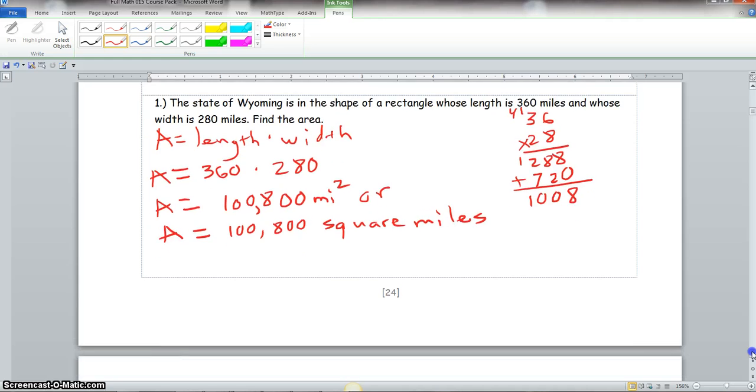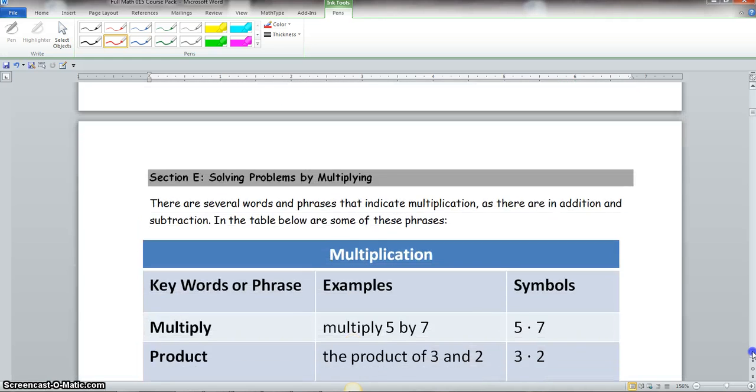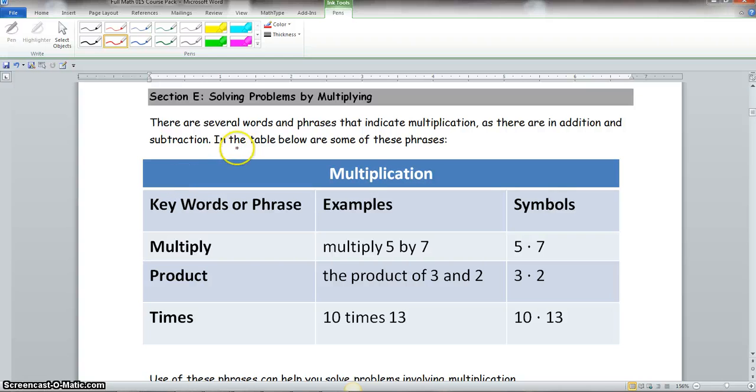Okay, now we go here, solving problems by multiplying. There are several words and phrases that indicate multiplication, as there are in addition and subtraction. In the table below are some of these phrases.